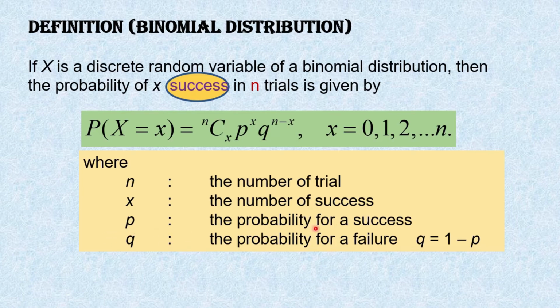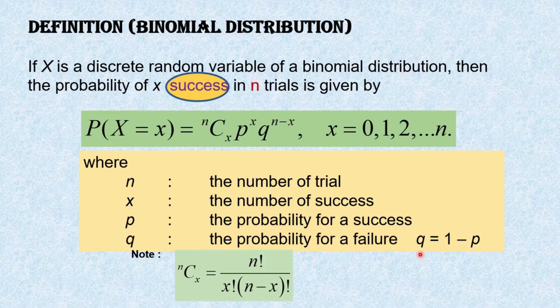Where n is the number of trials, x is the number of successes, p is the probability of success, q is the probability of failure. The relationship between p and q is q equals 1 minus p. Okay. Note that nCx is equal to n factorial over x factorial times n minus x factorial.